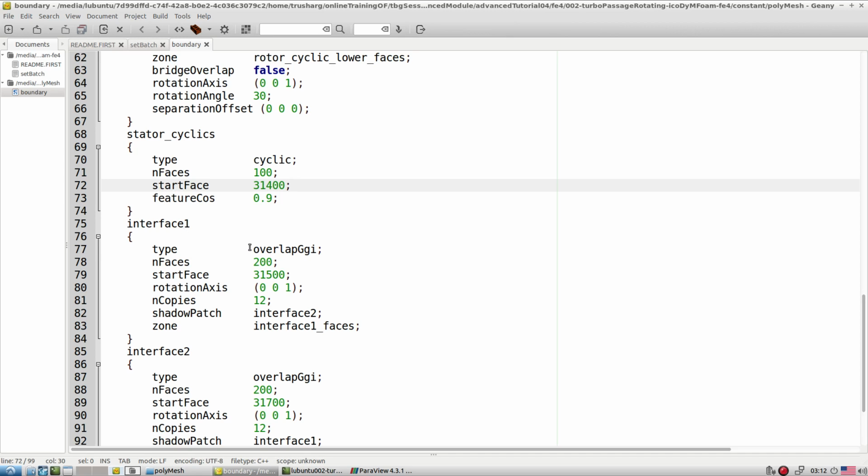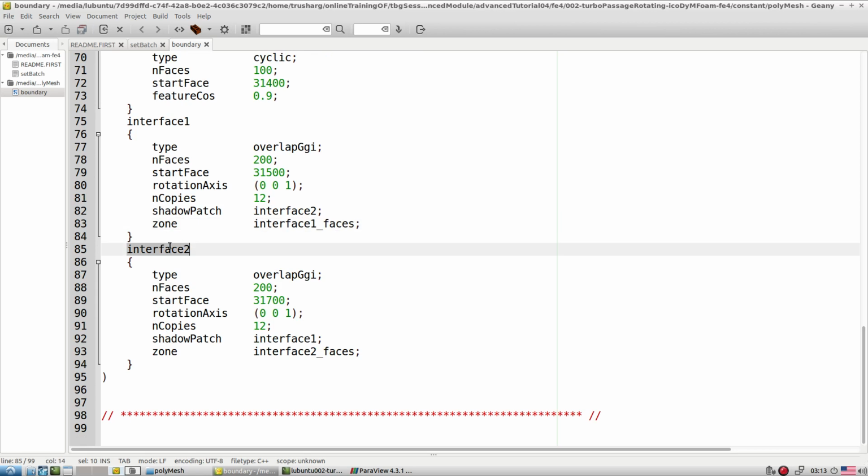Same way for the interface we have overlap GGI. Whenever some portion or some segment of the interface is overlapping, then we go for overlap GGI. When we go with the overlap GGI, it's not always necessary that both interfaces are at 1-to-1 locations. Even without being at the 1-to-1 location, it tries to exchange the data. So that is the very nice interface we have. So overlap GGI for interface 1, and the shadow patch is interface 2, and the cell zone is the interface face zone. Same way overlap GGI for interface 2.